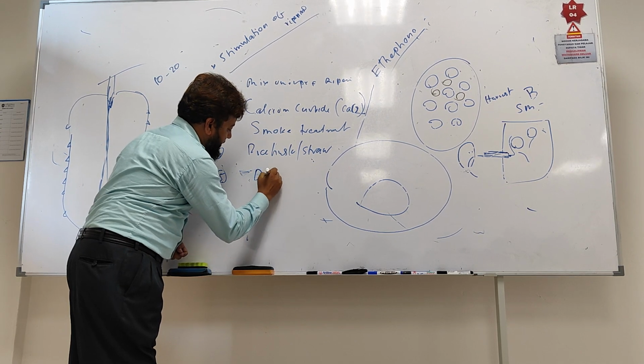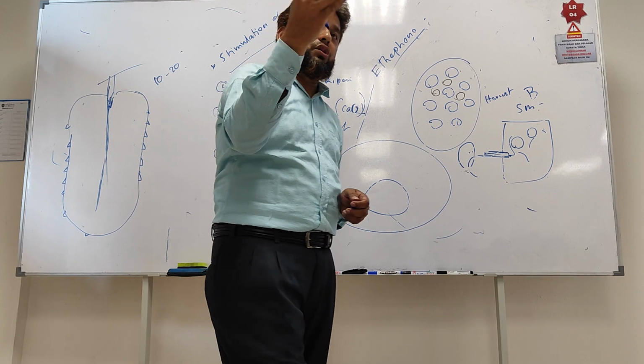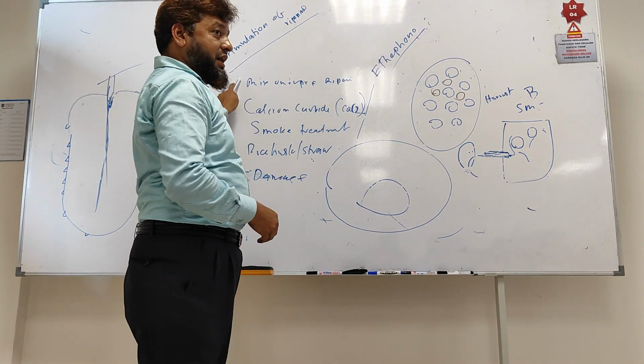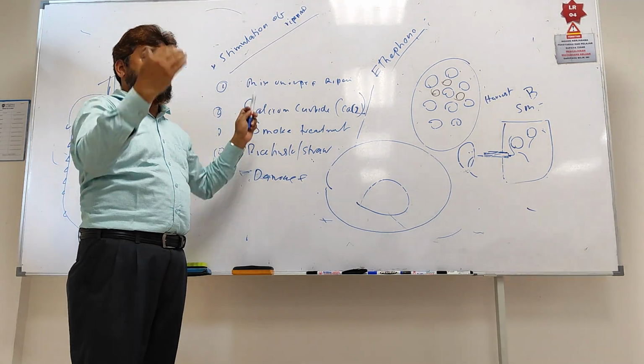It's usually damage. If you make some damage in the fruit, then you also can stimulate the fruit ripening. Okay, clear? So now here is 5 marks. So how can you stimulate the fruit ripening?